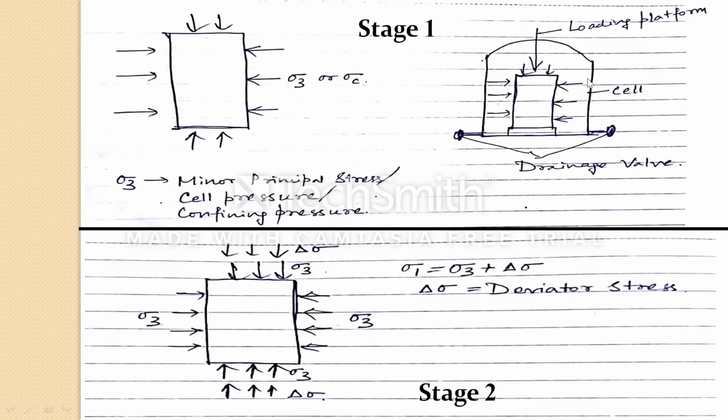Clear? And we are going to give some confining pressure throughout the soil sample. So this confining pressure is known as sigma 3, which is also the minor principal stress. It is also termed the cell pressure, and also termed a confining pressure. So all of them are the same.